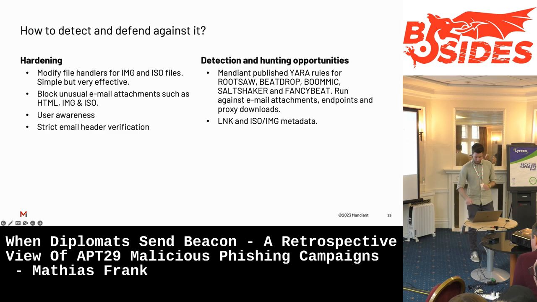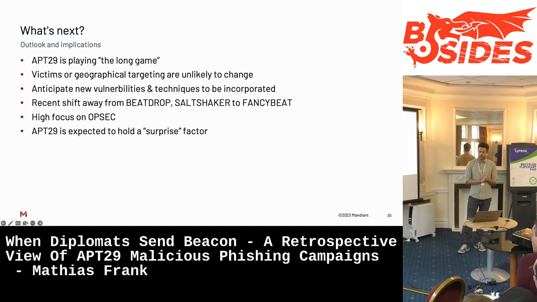Which basically brings me to my last slide. So what's next? As we've seen before, APT29 is not going away. They are currently targeting government entities, this week twice at least, and they're going to continue doing that. The victims and target locations are also unlikely to change. We have even seen more frequent targeting of European governments in 2022 and so on.